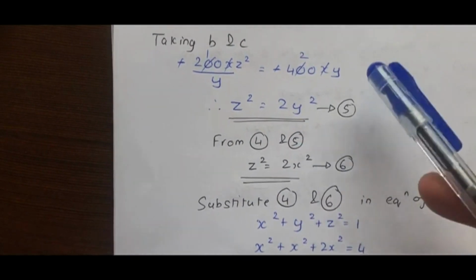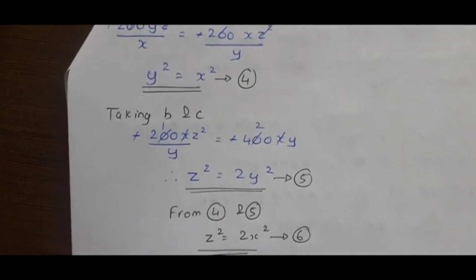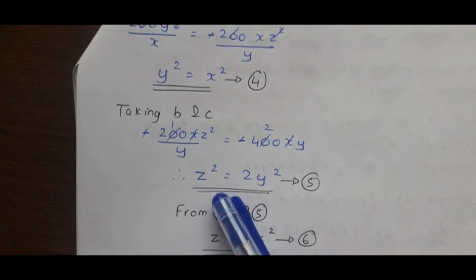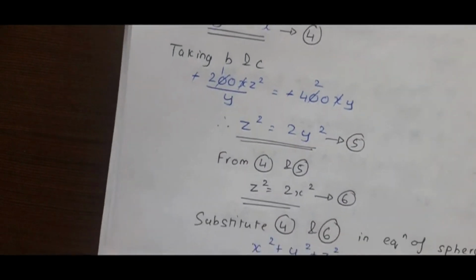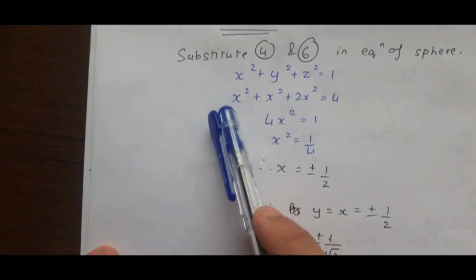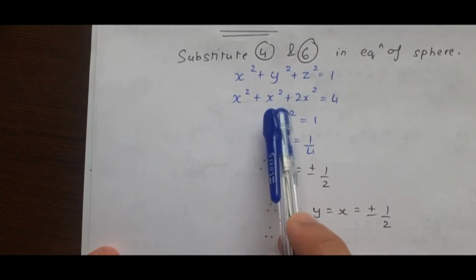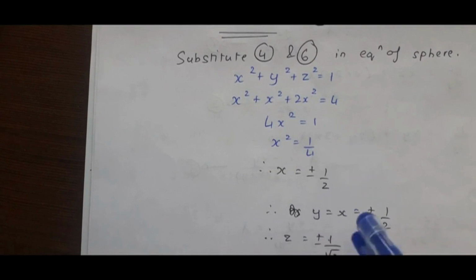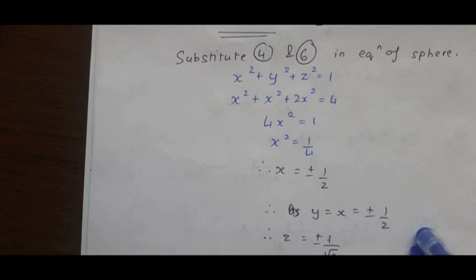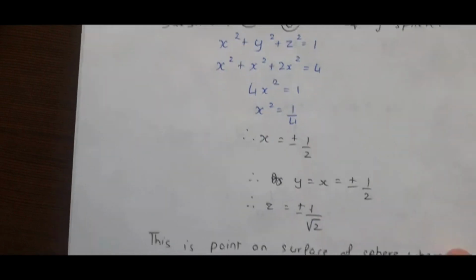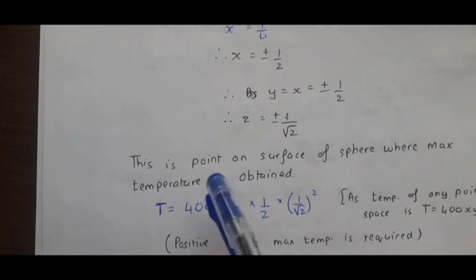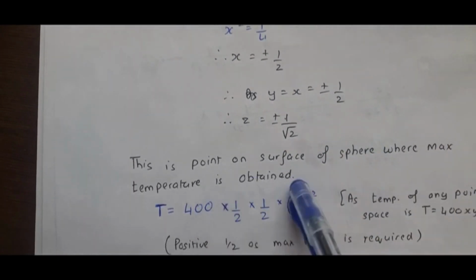Now I got all 3 variables in terms of one variable. I can convert y as x, and I can convert z to root 2 of x. But that isn't necessary. As you have x square, y square, z square, just substitute everything as x square, and you'll get a value for x. Now y equals x, so that's how you get y equals x is plus minus half. And then you have 2x square equals z square, so then z you can write as plus minus 1 by root 2. Now this is the point on the surface of the sphere where the maximum temperature is obtained.